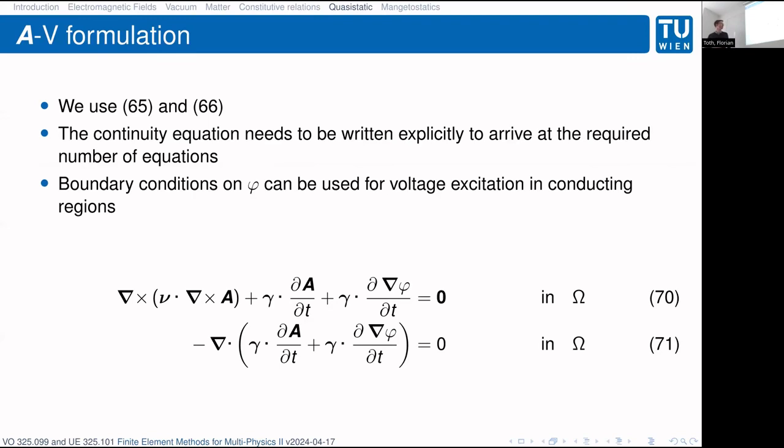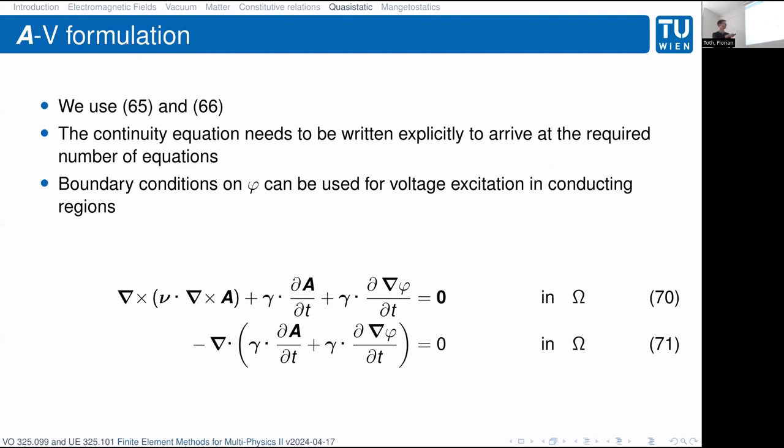And then the more complex formulation is actually the AV formulation, where you take into account the V, so the electric scalar potential. So we just insert these into Ampere's and Faraday's law, and we don't have to write the continuity equation. In this case, we have to write the continuity equation explicitly, because this is the equation that allows us to compute the electric scalar potential phi.